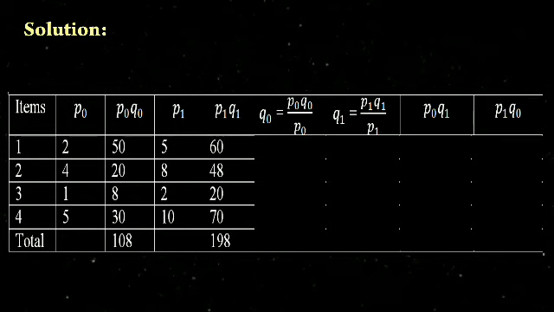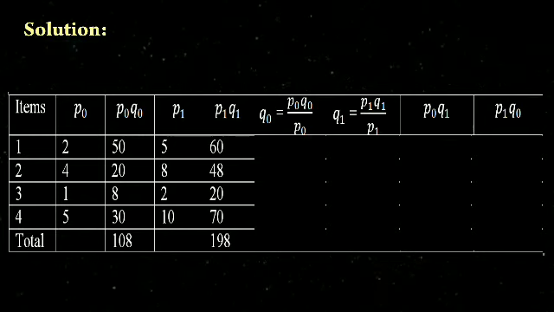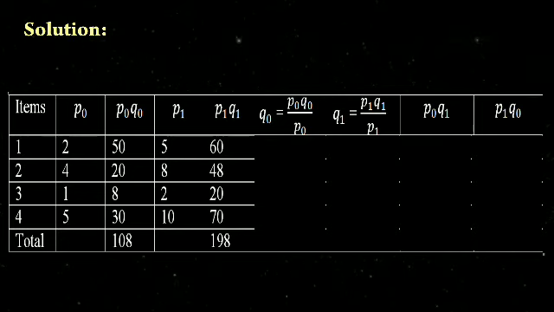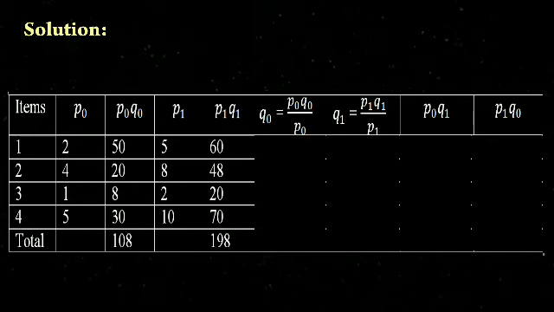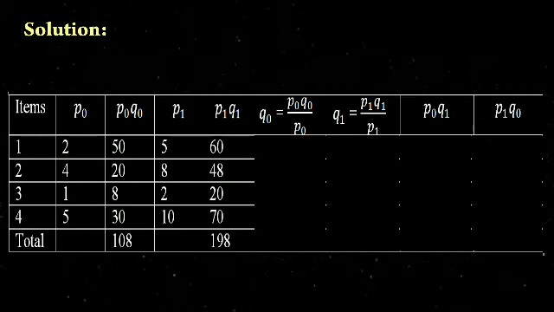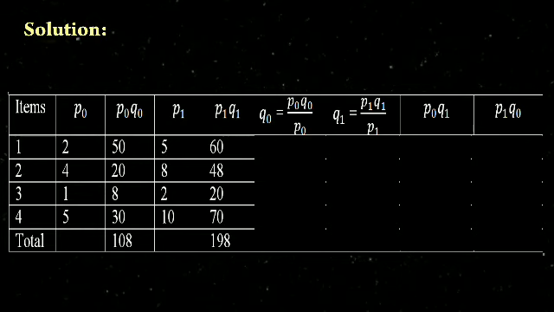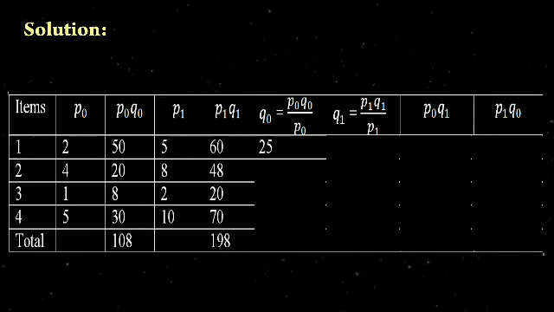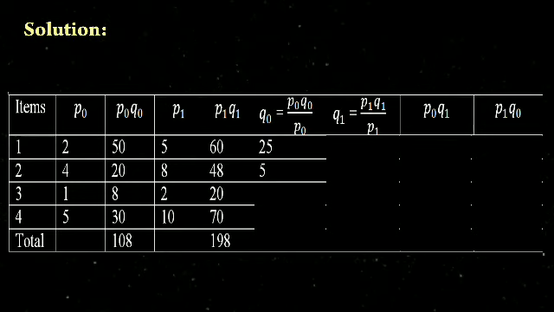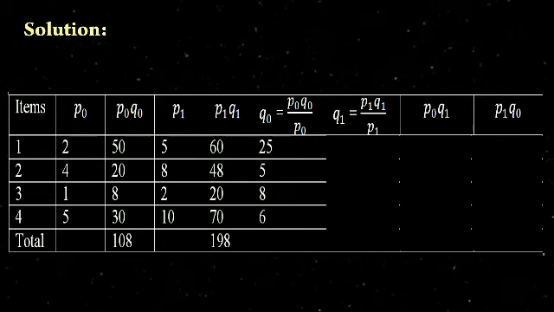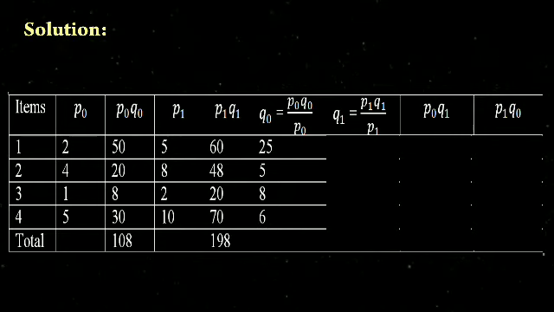So the formula is quantity equal to expenditure divided by price. So Q naught equal to P naught Q naught divided by P naught. Based on this you can compute the quantity values. So first one is 50 divided by 2, P naught Q naught divided by P naught. 50 divided by 2 which is 25. Similarly 20 divided by 4 which is equal to 5. 8 by 1, 8. 30 by 5 which is 6. Now you got the quantity values for the base year.